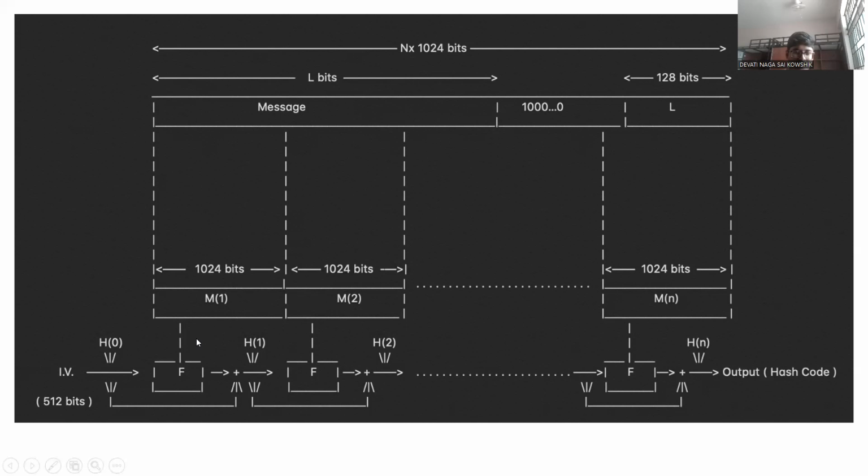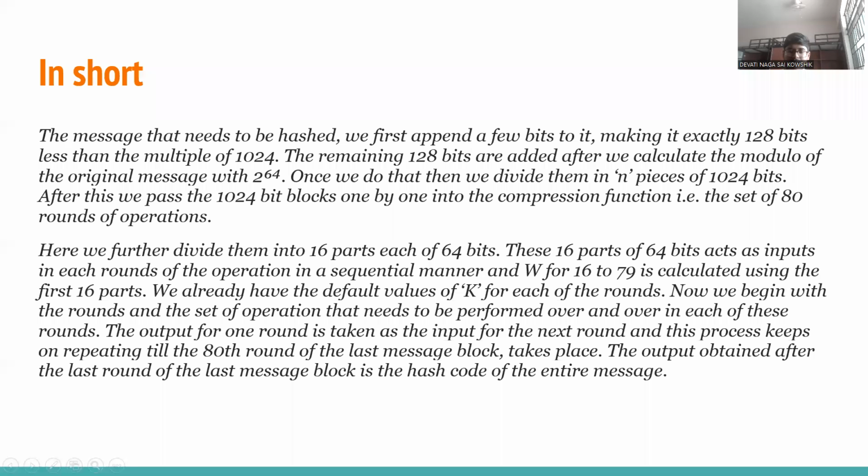This initial vector value, that is H0, and this message value will be given as input to a compression function, and this compression function output plus the initial hash value, after combining these two, we'll get the new hash value, and we'll repeat this process for all n blocks, and finally we'll get the output hash code. So this is, in short, how I explained the SHA-512 algorithm.